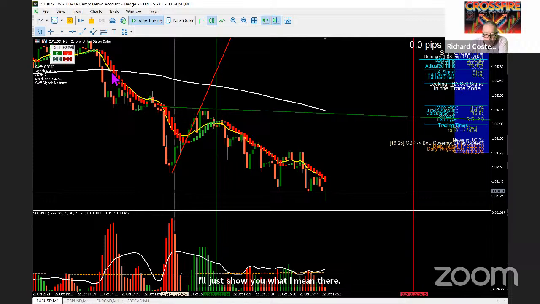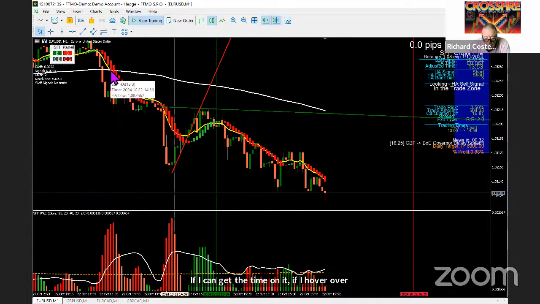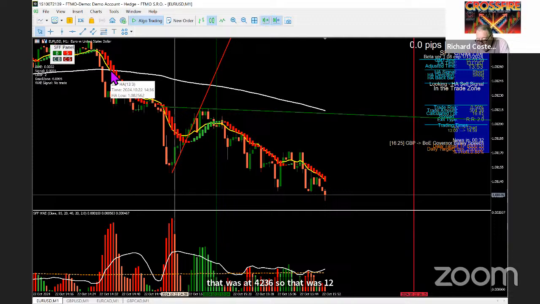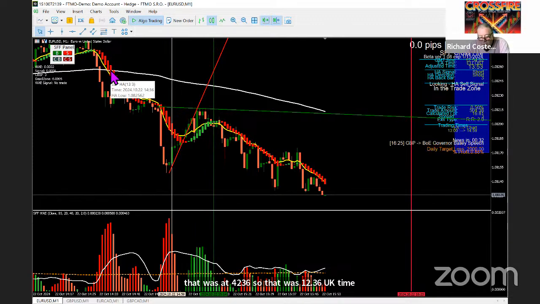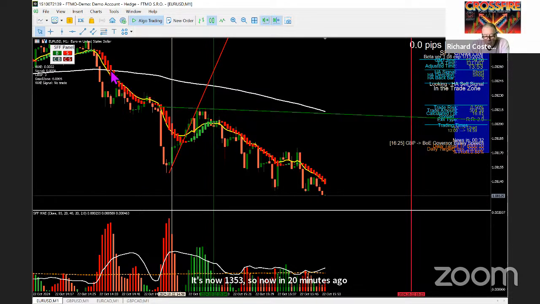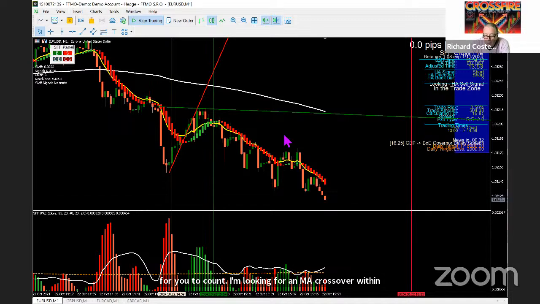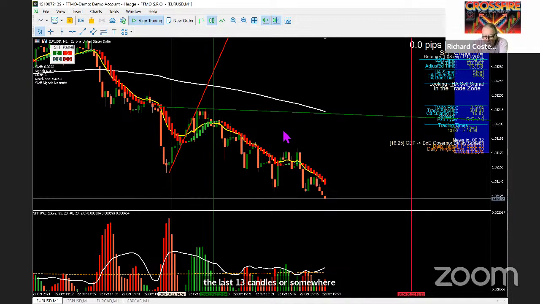So the latest MA crossover was way back here, and if I hover over, that was at 14:36, so that was 12:36 UK time, and it's now 13:53, so that's an hour and 20 minutes ago. In my mind, that's too far back for it to count. I'm looking for an MA crossover within the last 13 candles, so somewhere round about here. I can override that, and I think you just saw me do that to get into that trade.